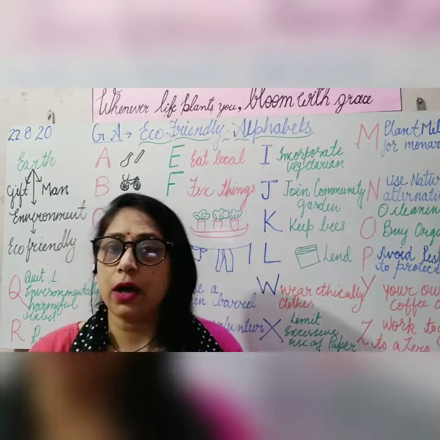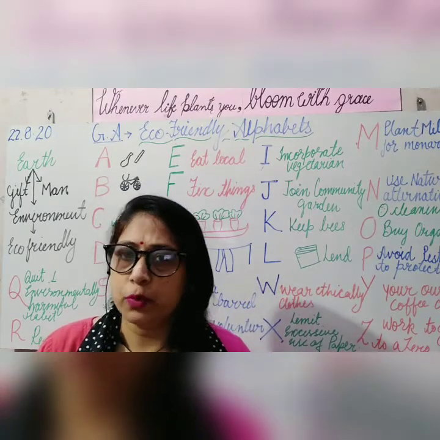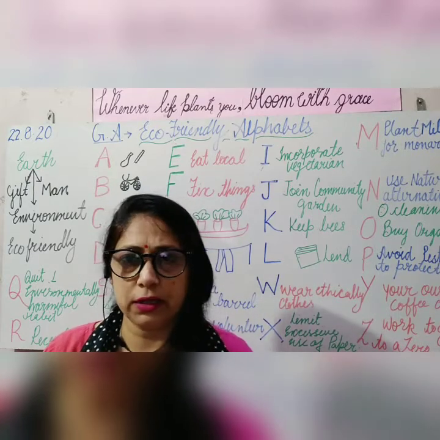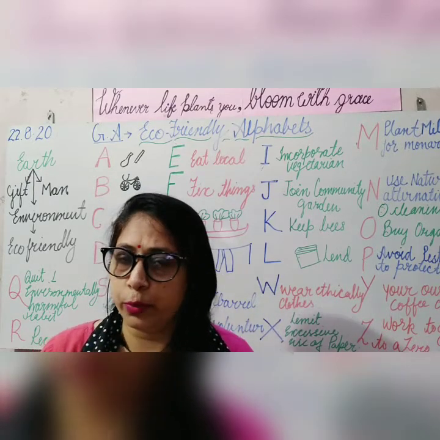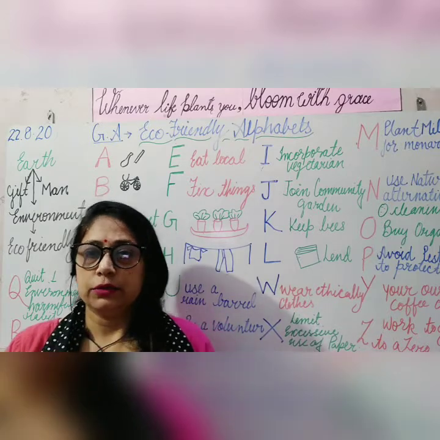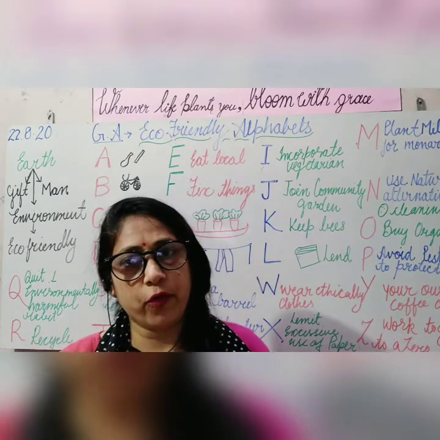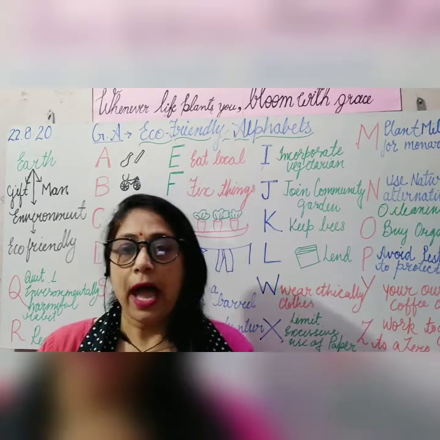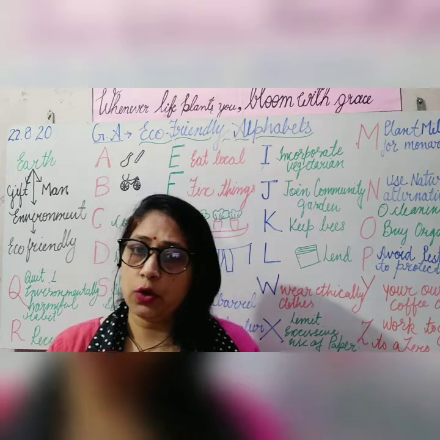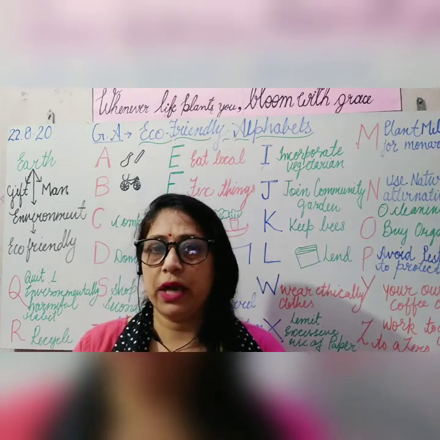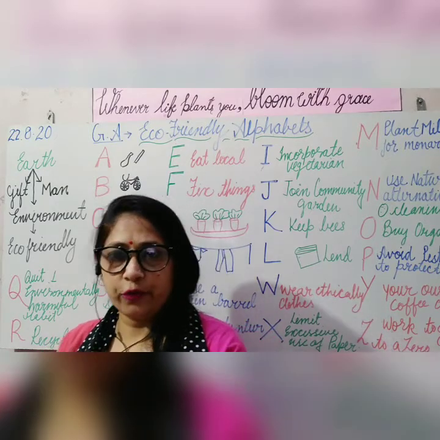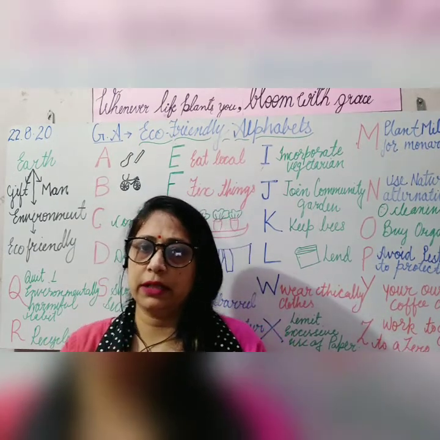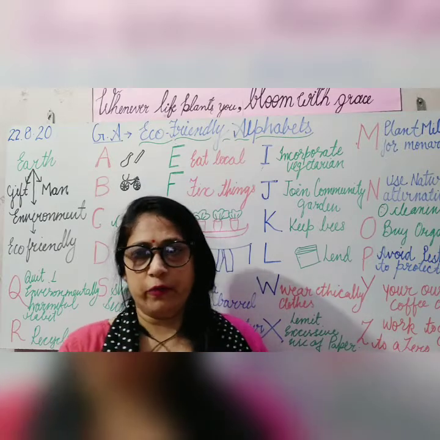Because the Earth is the only planet which supports life, as water is present on the surface of the Earth and there is air also to breathe. Okay, and do you know what is environment? Environment is a layer of air that surrounds us. Okay, and we should use eco-friendly products to keep the environment clean and fresh. Okay, what is eco-friendly? Eco-friendly means the things which do not harm the environment.